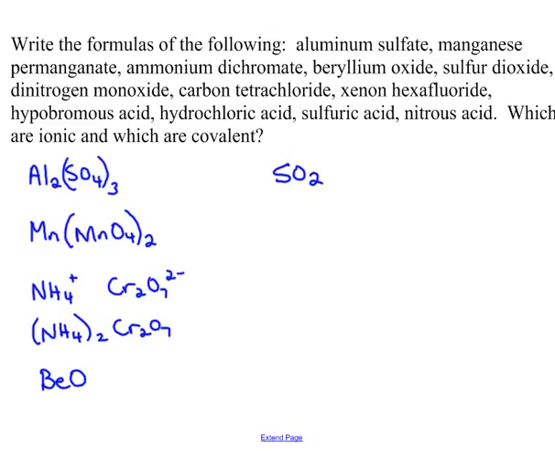Dinitrogen monoxide, note the prefixes. It's also molecular, that's the other rule for naming. So dinitrogen means there's 2 nitrogen atoms. Monoxide, 1 oxygen atom. Carbon tetrachloride, also molecular. CCl4. Tetra refers to 4 chlorides. It's not an ionic compound. It's not C4+ with 4 Cl−. That's molecular. Xenon hexafluoride. Hexa, 6. So XeF6.